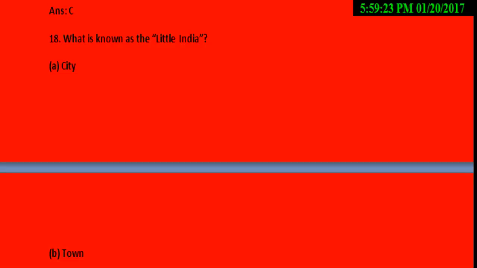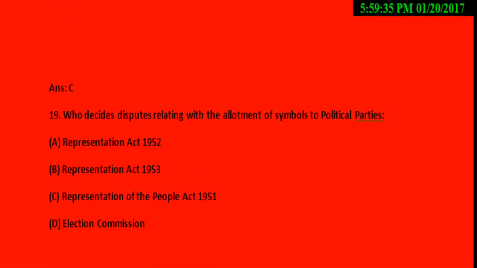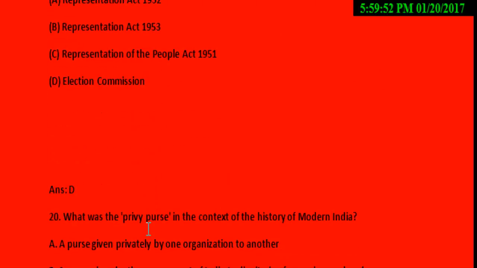So you know the answer: city, town, village, or state. So your answer is C. Who decides disputes related with the allotment of symbols of political parties? Representation Act 1952, Representation Act 1953, Representation of the People Act 1951, or Election Commission? So your answer is D, Election Commission.